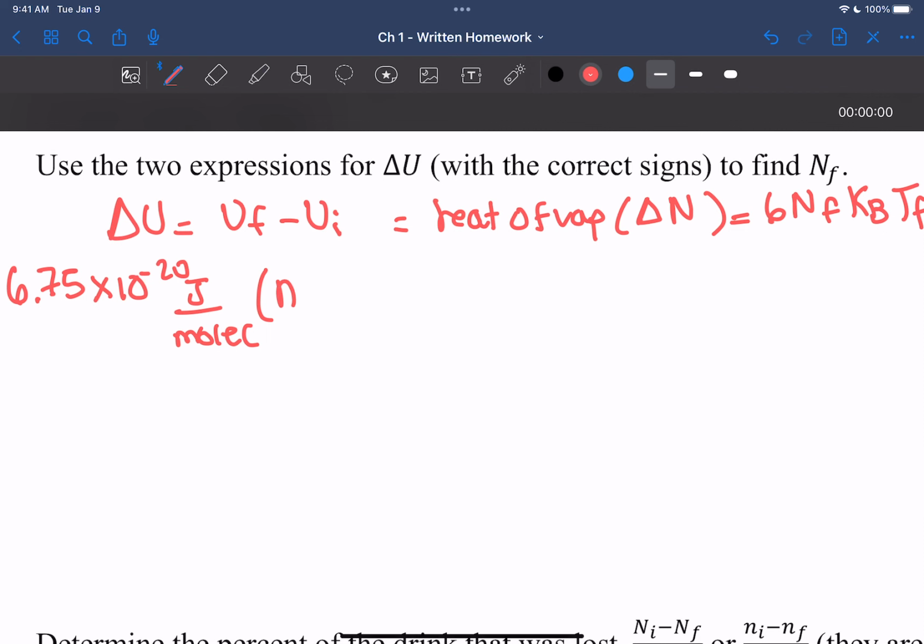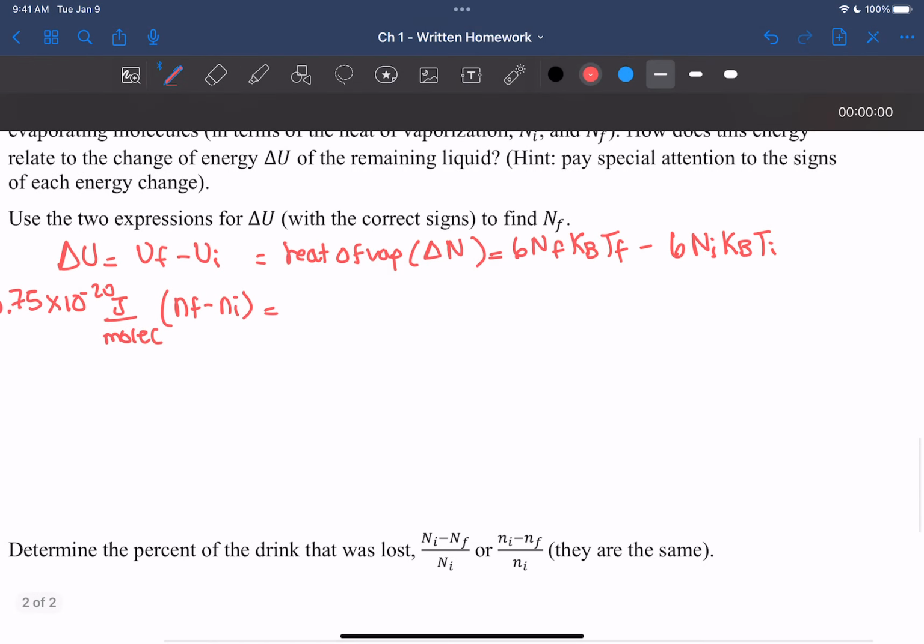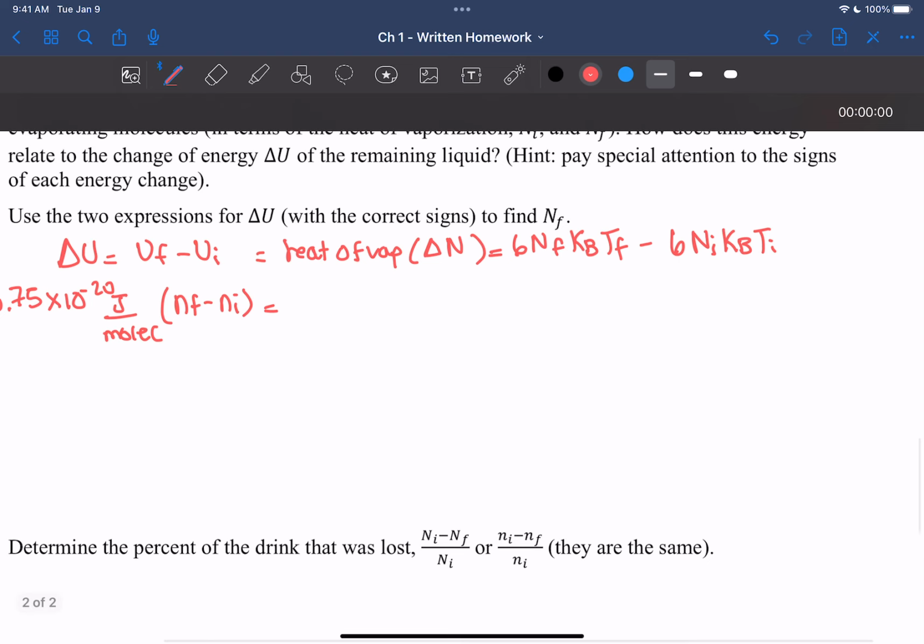So we can just keep it as positive. This is NF minus NI, right? And then you have your UF minus UI, 6NF KBTF minus 6NI KBTI. So if we set that up real quick, that's 6 times the final number of molecules, which is what we're trying to figure out, times KB, so that's 1.38 times 10 to the negative 23 joules per Kelvin. I will forgo writing units for now just to save some space. TF, we know that was 333 Kelvin, I believe, because that was the 60 degrees Celsius, right? 333 Kelvin minus 6 NI.